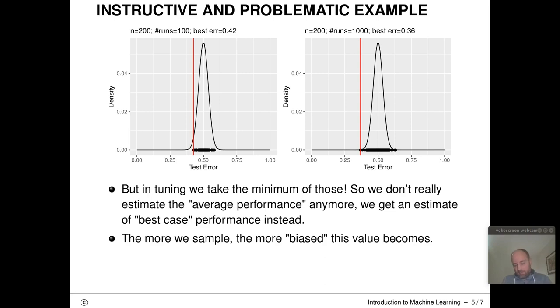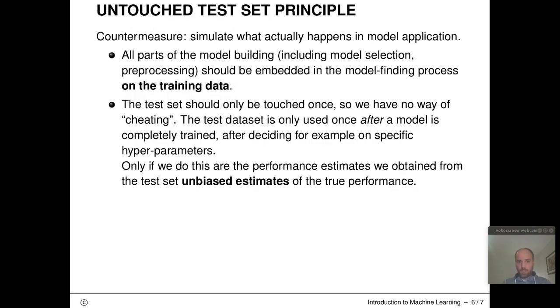And this problem will be more expressed the less data we actually have for testing, the less cross-validation iterations we perform, and the more tuning iterations we perform. And it's pretty hard to kind of get a theoretical expression for this type of bias and shift. So it's pretty hard to kind of repair this during our tuning process or after our tuning process. But there's a simple countermeasure against this problem.